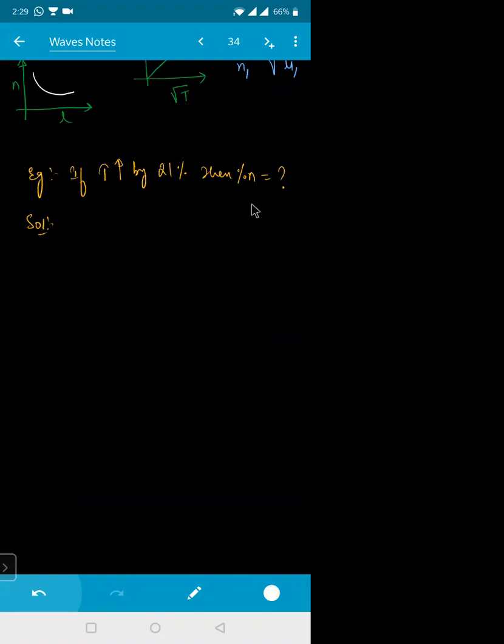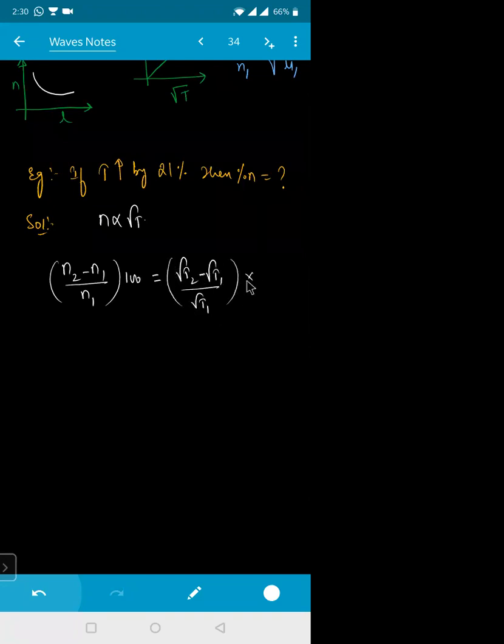What is the relation between the frequency and tension, beta? N is directly proportional to root of T, isn't it? So if I'm writing in terms of percentage, you know that (N2 minus N1) divided by N1 into 100 is equal to (root of T2 minus root of T1) divided by root of T1 into 100. Generally we'll write the percentage like this only, na?